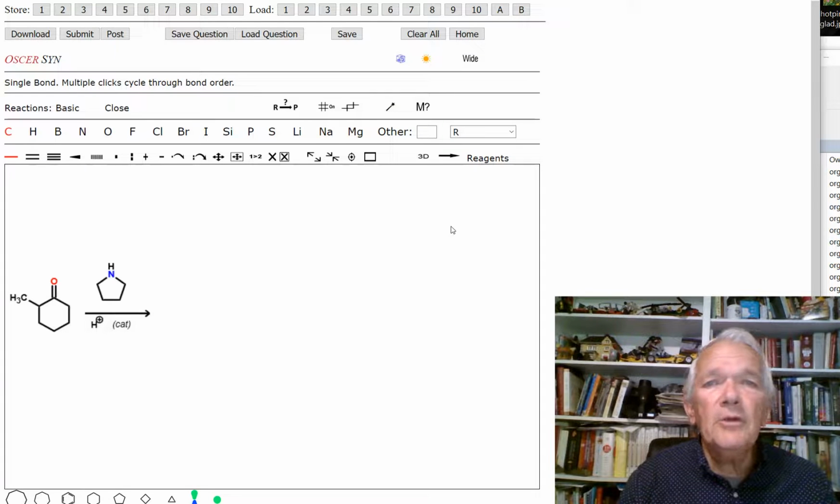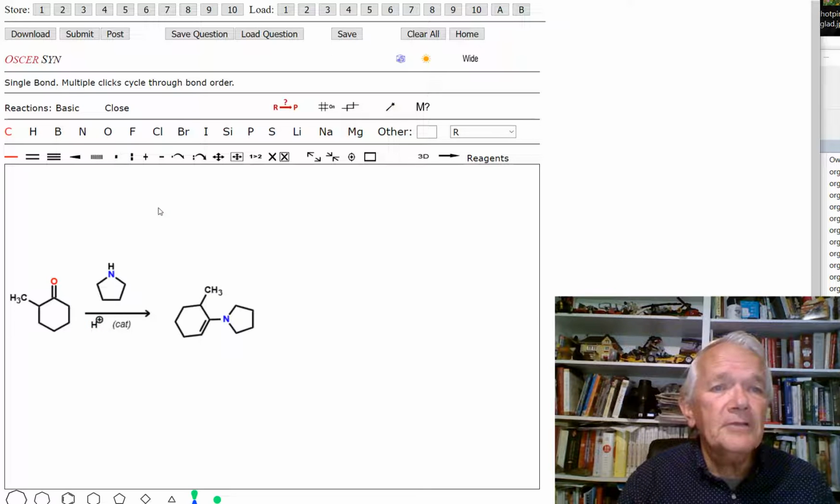In this video, we're going to use OscarSyn to look at the various synthetic reactions that you can do with enamines. Now here we're set up to make an enamine. We've got our disubstituted amine and a ketone, and we've got some catalytic hydrogen. So let's go ahead and do the reaction. Here's our enamine, and of course we get the least substituted one, as we discussed in the previous video.